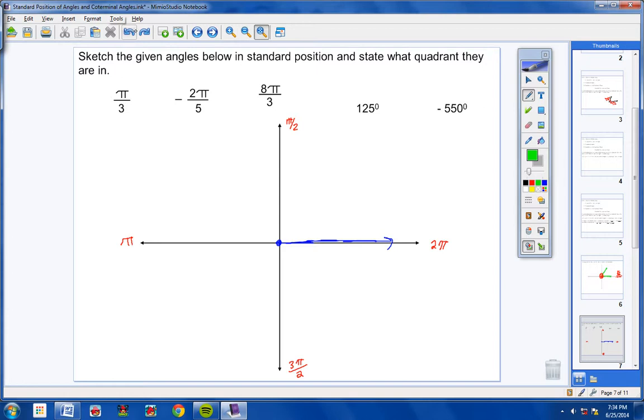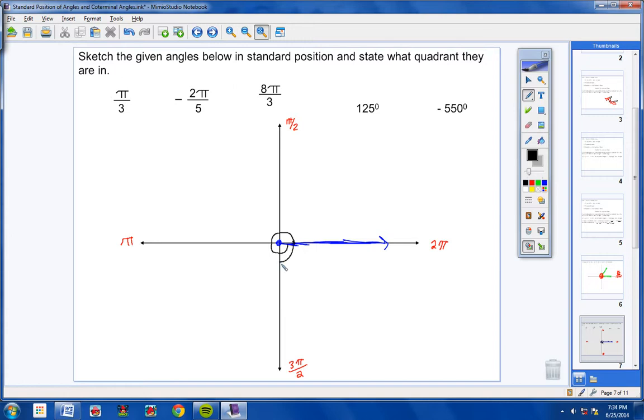Okay, let's draw negative 550 degrees in standard position. So here is my initial side. All right, now be careful here. I'm going to rotate down because it's a negative 550, so there's 360. Let's go 90 more.